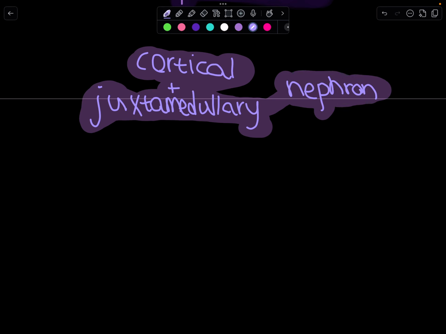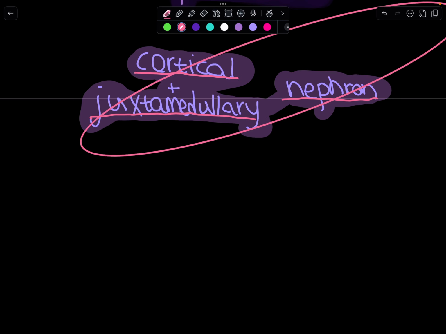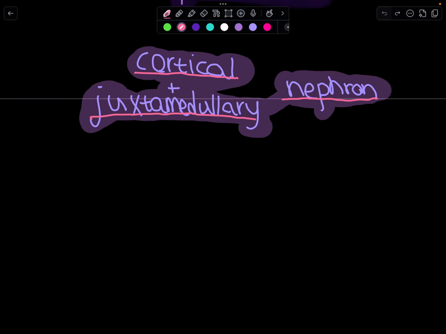The descending limb's water loss concentrates solutes, which the ascending limb's sodium and chloride reabsorption amplifies, building a steep medullary gradient, up to 1200 milliosmoles per liter, that allows the collecting duct to reabsorb water and concentrate urine efficiently. If it were the other way around, the gradient would collapse, and the kidney couldn't conserve water effectively.